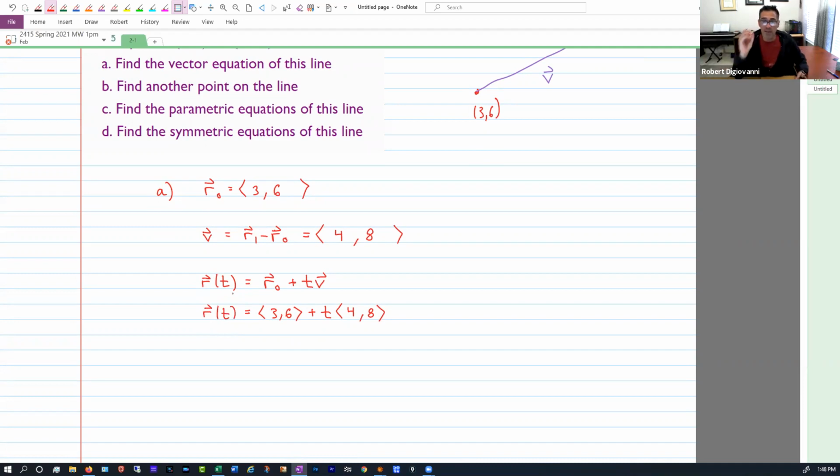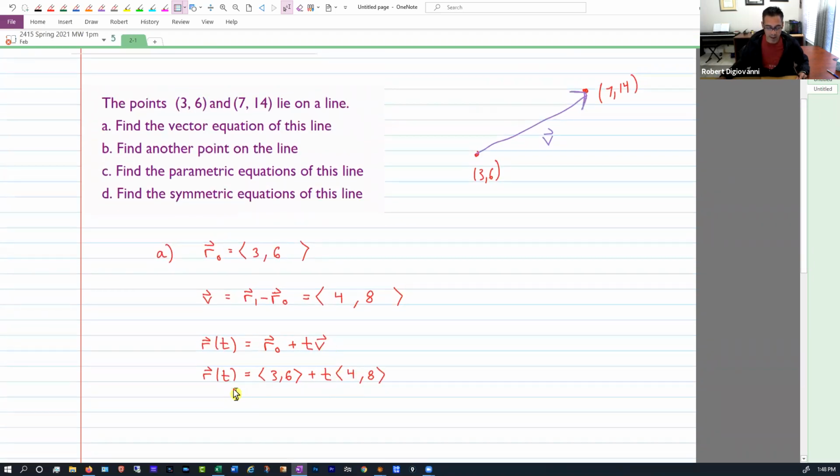If I plug in 0 for t, what would I get? If I just plug 0 in here, I get this vector. Just out of curiosity, what would happen if I plugged in 1 for t? What would happen if you replaced this with 1 and then added these two together? You get R1. Yeah, you get this one, 7, 14. And then of course, if you replace this with 2, you would be further down the line somewhere. Or if you replace it with -1, you'd be in the other direction. But if you let t be any number, it's going to draw you the whole line. So that answers part A. Part B.